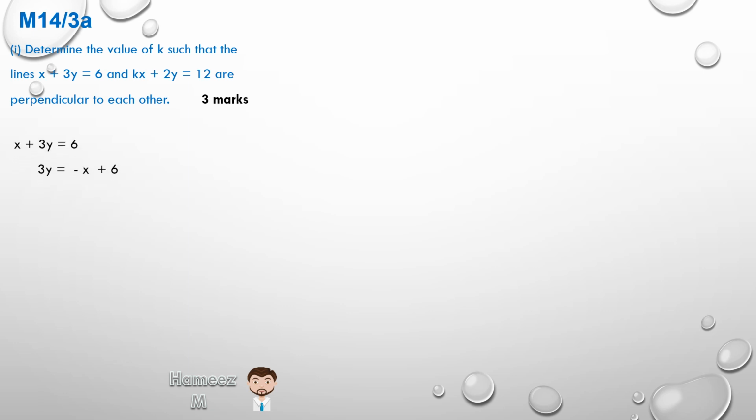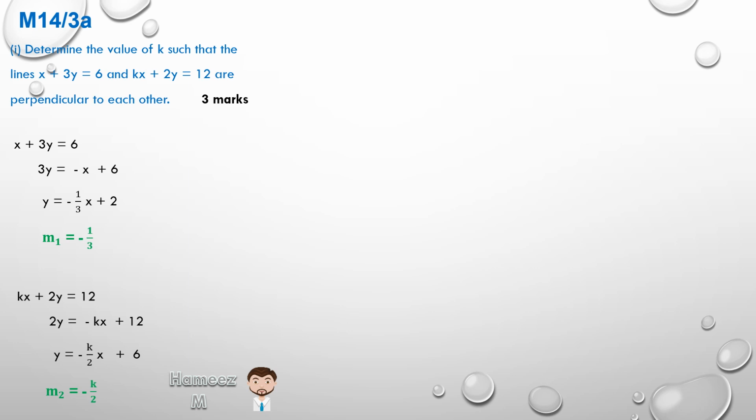So 3y is equal to minus x plus 6. As such, y is equal to minus 1/3 x plus 6 over 3, which is 2. Therefore, we can tell from this first line that the gradient of that line, m1, is equal to minus 1/3. Remember, the gradient is the coefficient of x. And for the second line, kx plus 2y is equal to 12. So we can rearrange as well to make it look like a straight line graph. Then we're going to get 2y is equal to minus kx plus 12. y is equal to minus k on 2, x plus 6. So the gradient of the second line is minus k over 2.